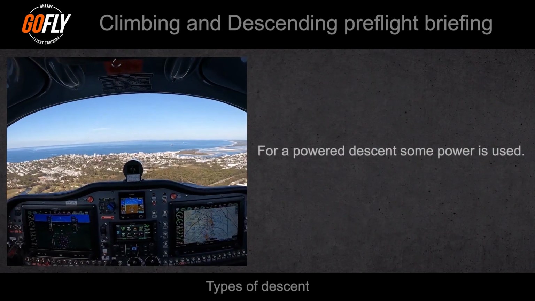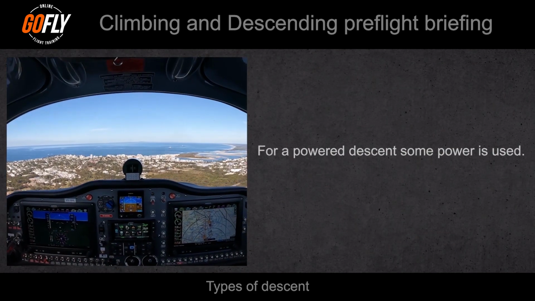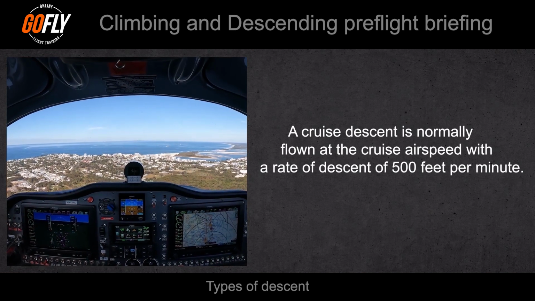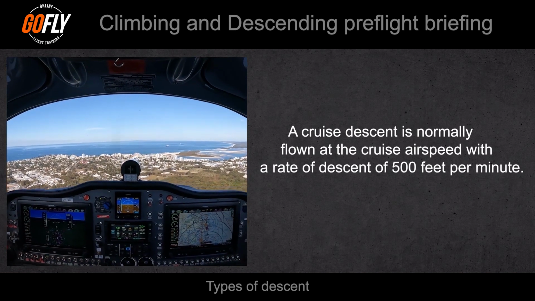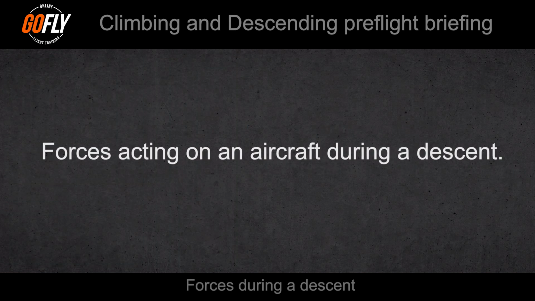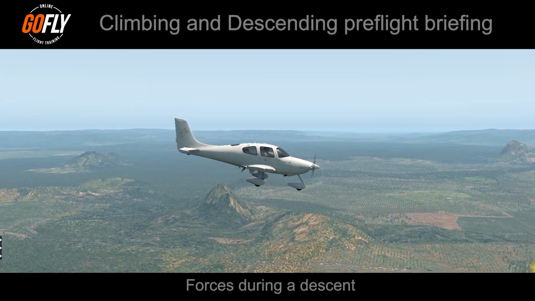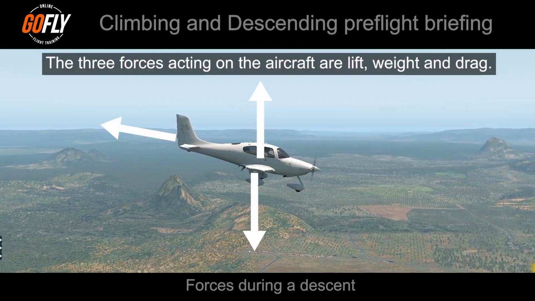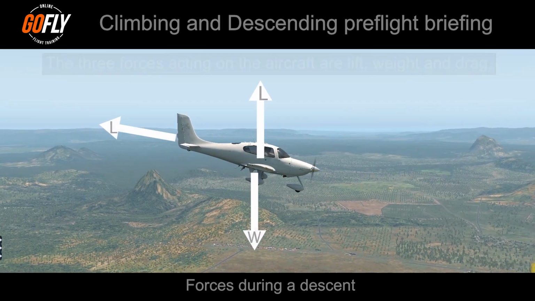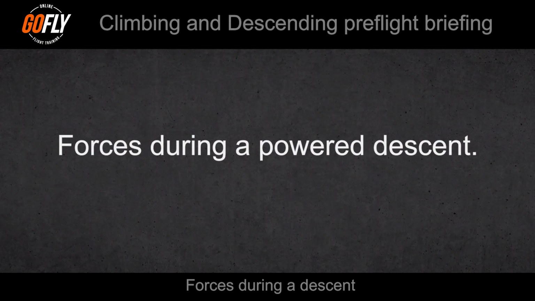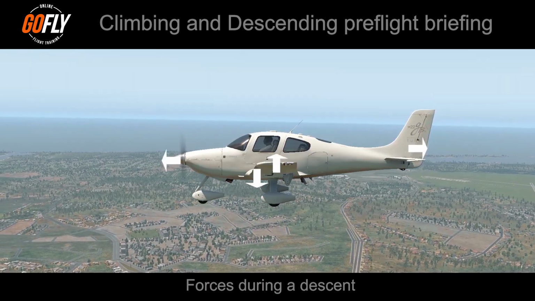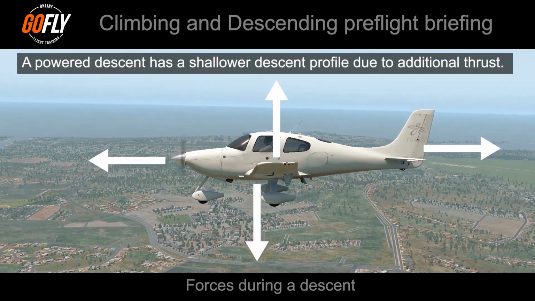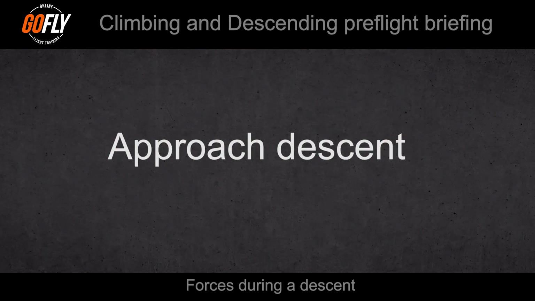For a powered descent, some power is used. Normally, with a cruise descent, the pilot will elect to maintain the same cruise airspeed and descend at 500 feet per minute. In a glide descent, only 3 of the 4 forces are acting on the aircraft: lift, weight, and drag. In a glide descent, all the forces are in balance. In a powered descent, the thrust will overcome some of this drag, and therefore, for the same airspeed, there is more thrust produced and therefore a shallower descent profile.